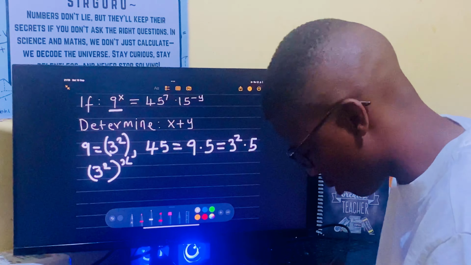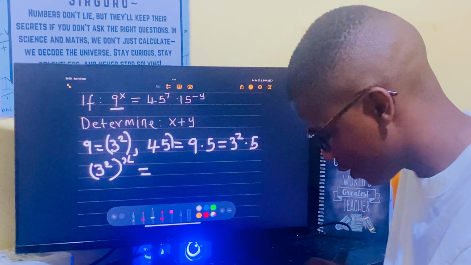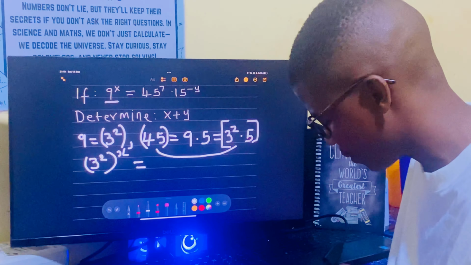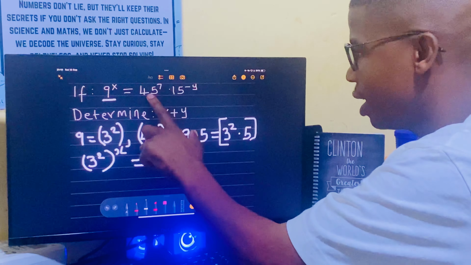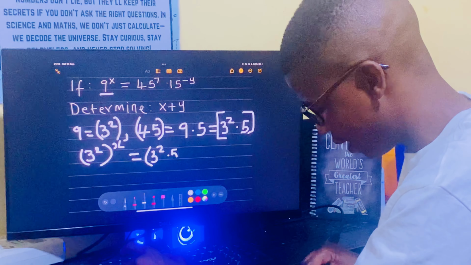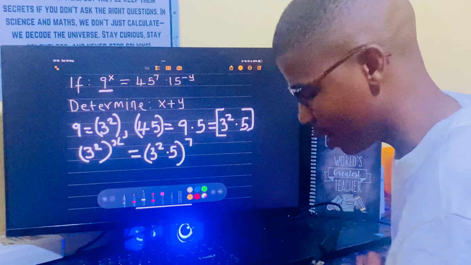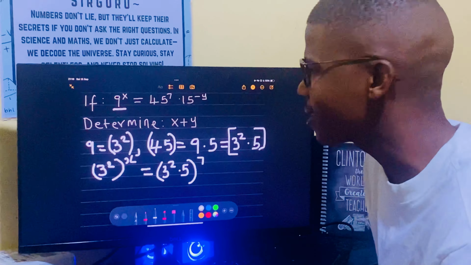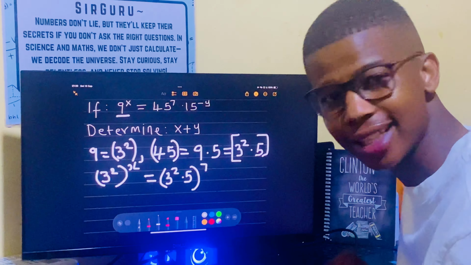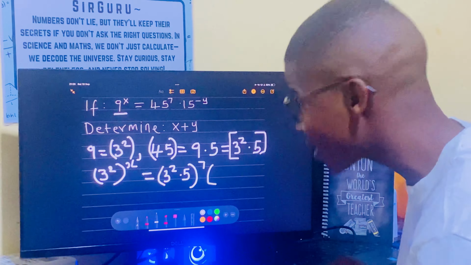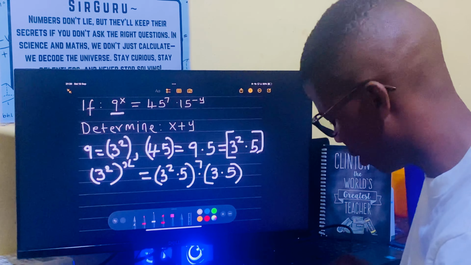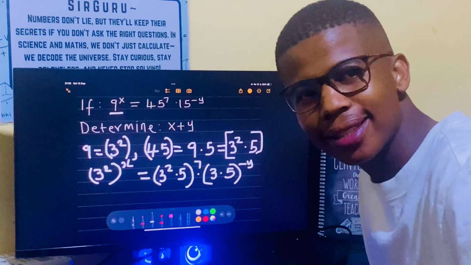And then we have an equal sign. The 45, I must replace with this, because this is the same as 45. So here I'm going to put 3 to the power 2 multiplied by 5, and then we have to the power 7 outside. And we know, ladies and gents, that 15 is simply 5 times 3, or 3 times 5 if you prefer to start with the smaller number. So we have multiplied by 3 times 5, then to the power negative y. Right, let's go on.